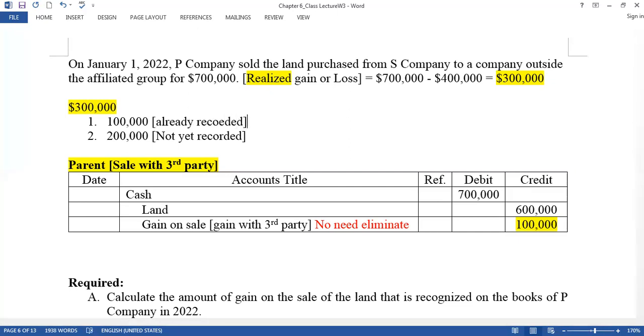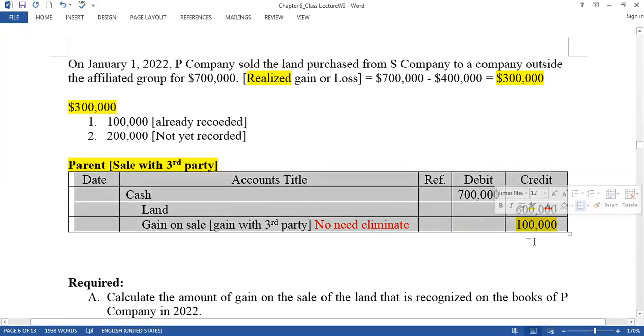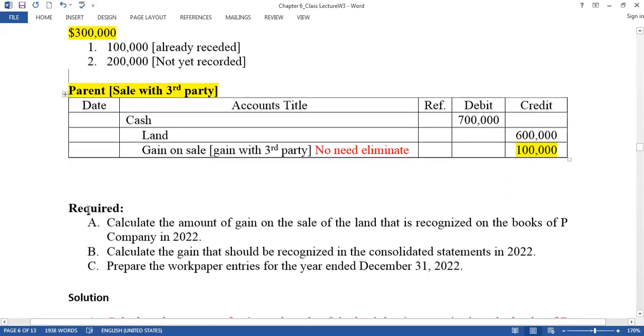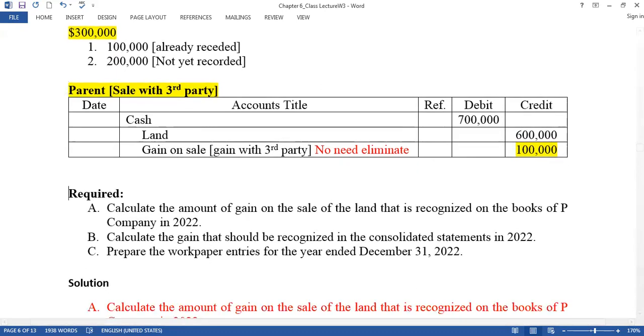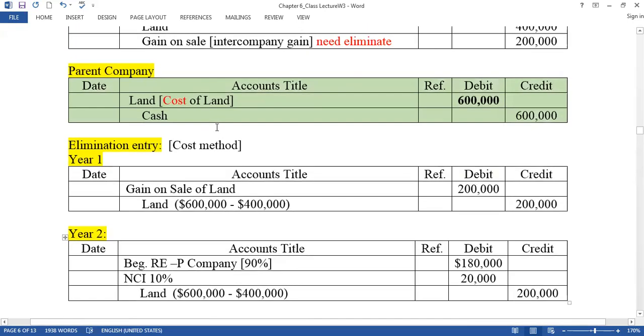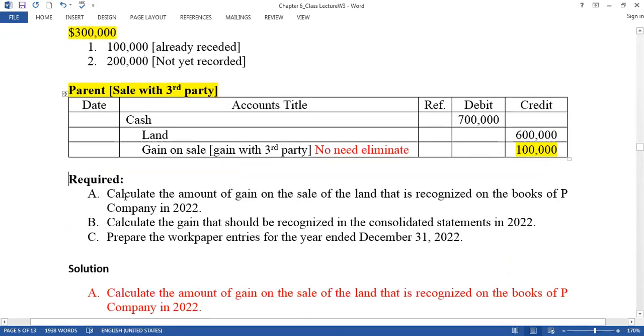Do you understand up to here? We have a $300,000 realized gain, 100 already recorded. Why already recorded? This is the journal entry, right? 100 already recorded, 200 not yet recorded. Now how to record this 200? So look at the main question now. Actually, I explained several journal entries here for increasing your understanding. But the main question is this one.